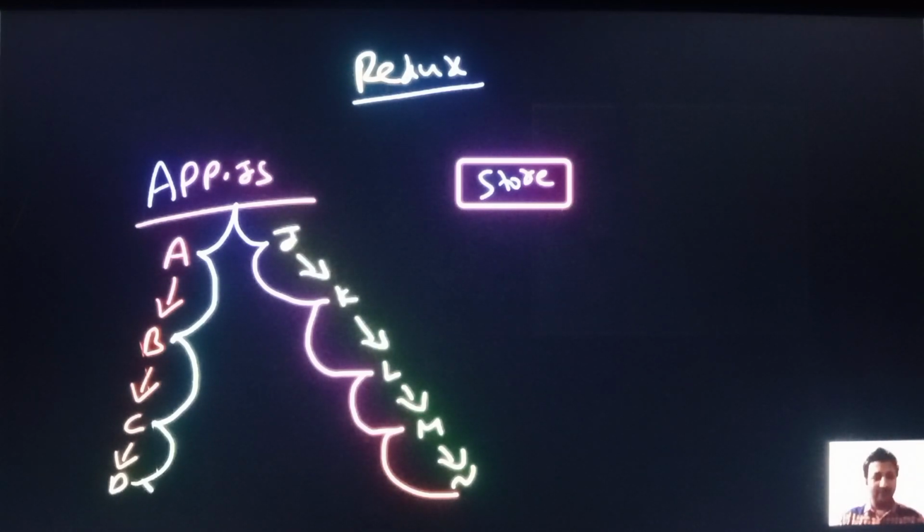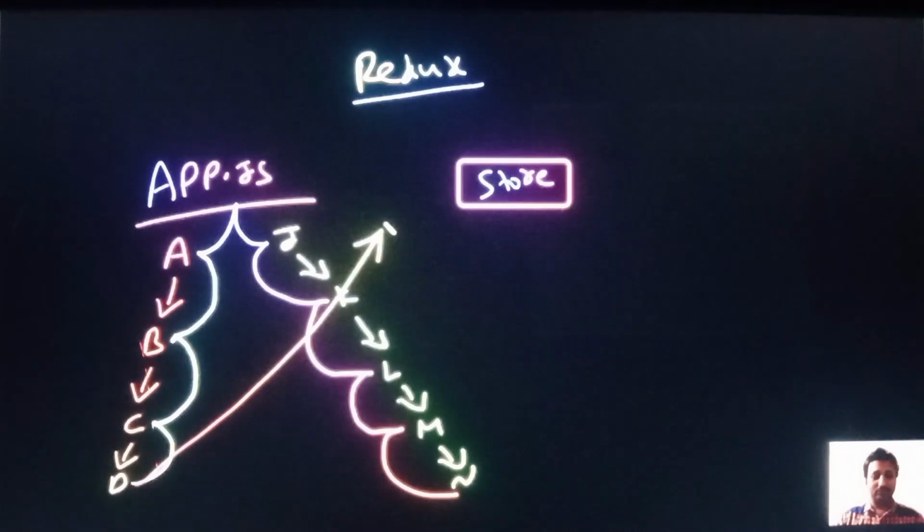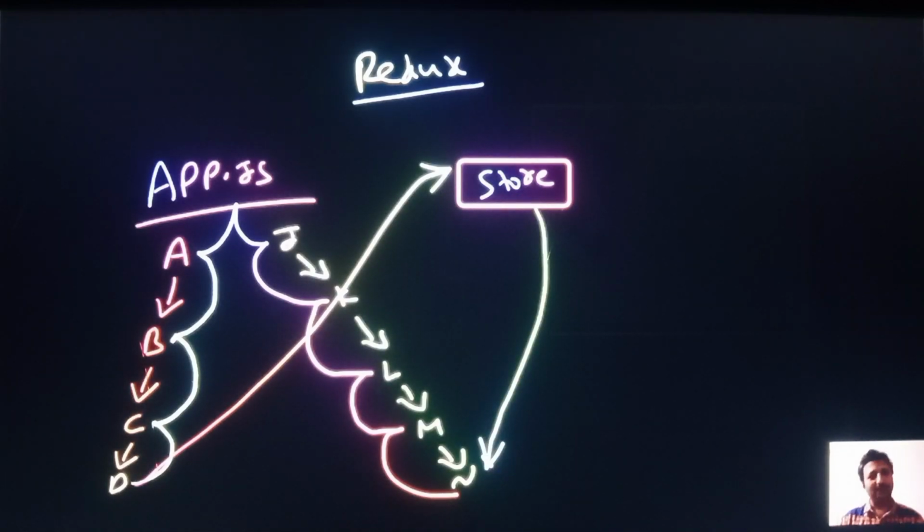D will directly send it to store. N receives from store. That's it. Easy or not? Instead of going so many levels up and so many levels coming down, they'll create one common object. Whoever wanted to send, sends it to store. Whoever wanted to receive it, receives from store.